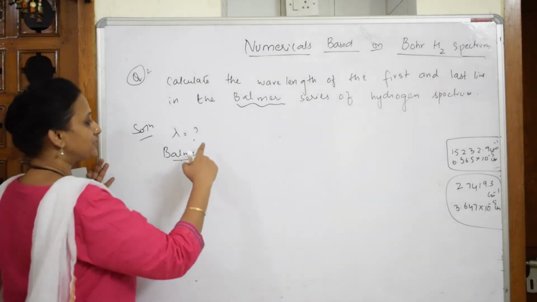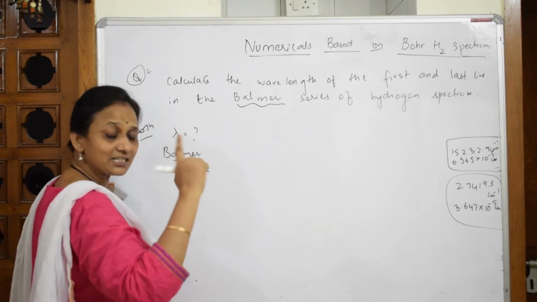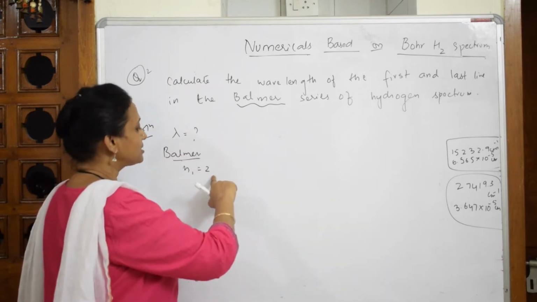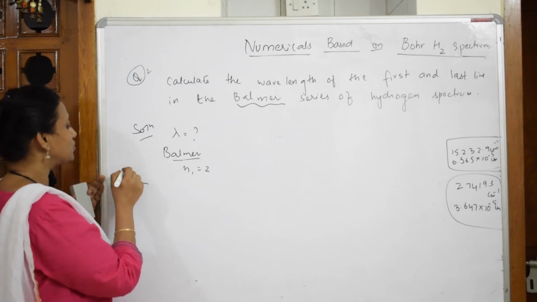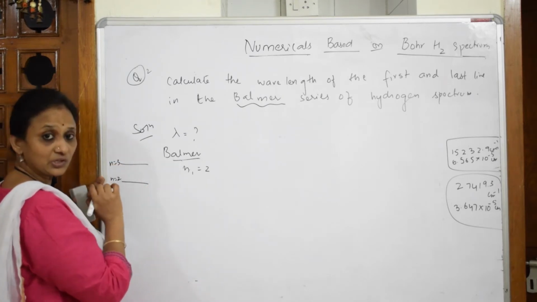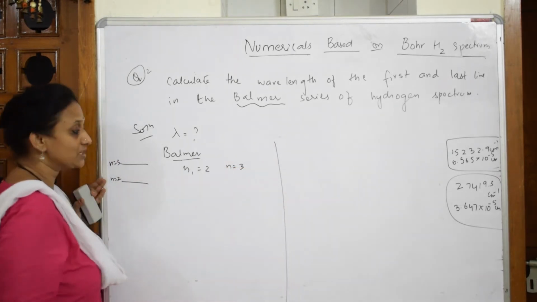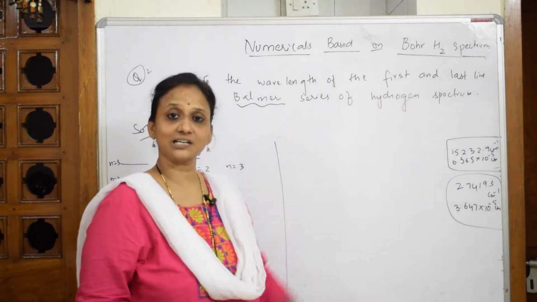Fine. So for the first line, this is already the ground state. From here, where does it get excited? You should see the first line. Now from this n equal to 2 level, it's going to go to n is equal to 3. So the first line would be n is equal to 3. Fine. So next one, I need to find for the last line also.